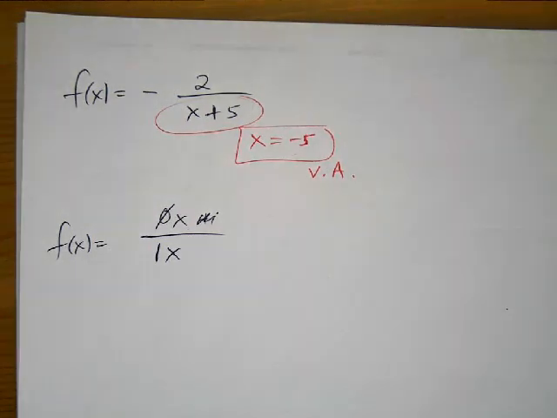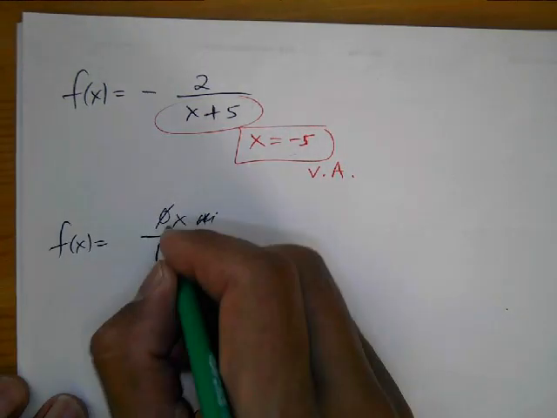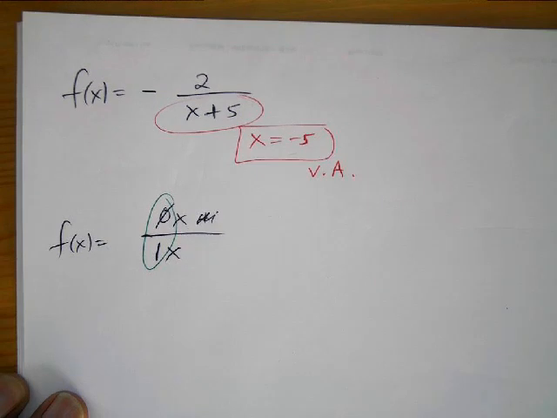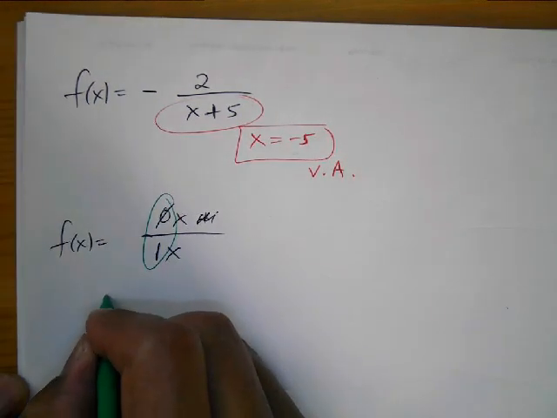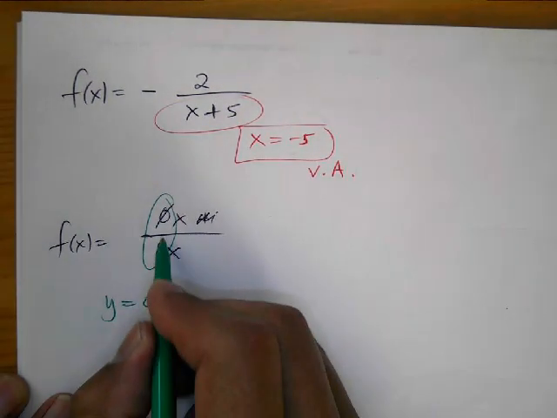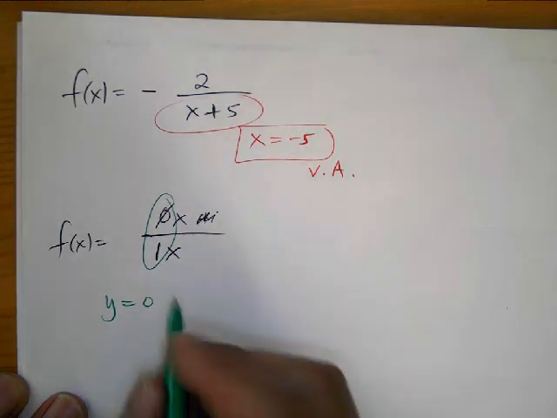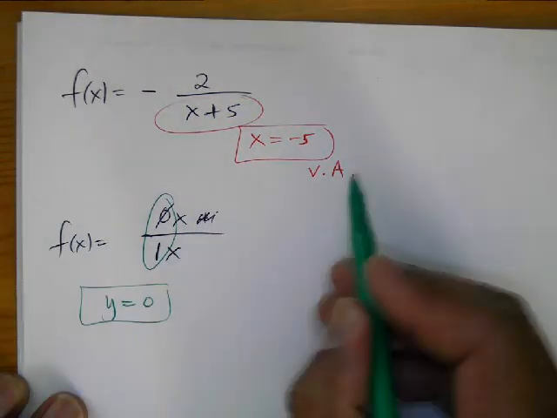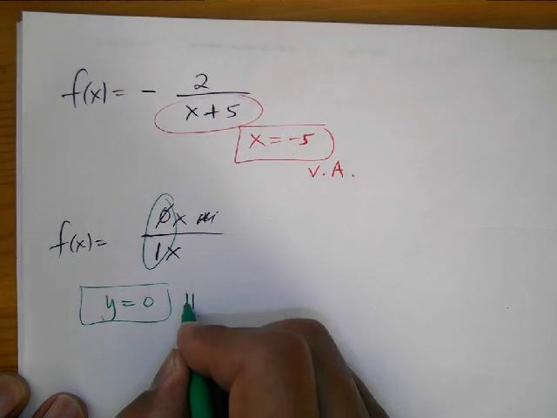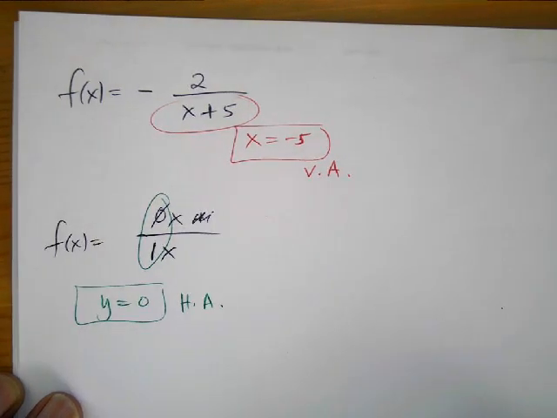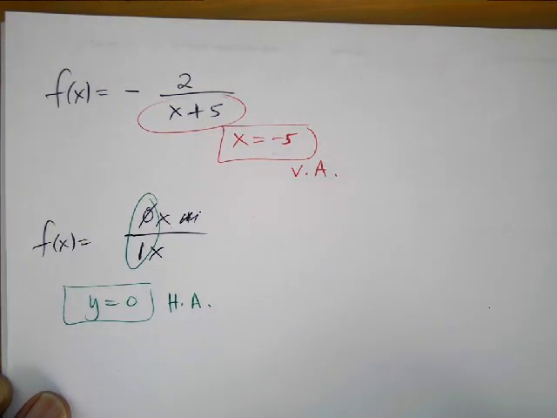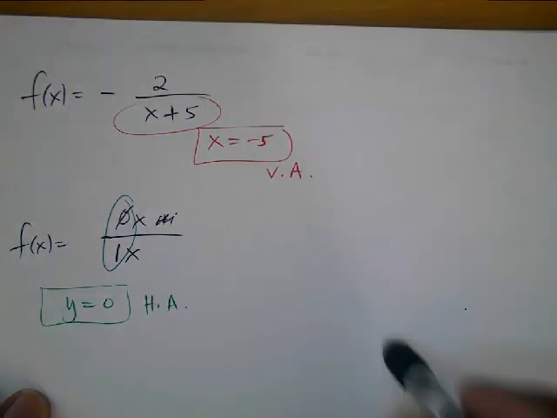When you don't see an x over here, the answer is going to be 0. It's going to be the 0 for the horizontal asymptote. You just look at those. You get 0 over 1. So that is what? Y is equal to 0. 0 over 1 is 0. That's our vertical asymptote, that's our horizontal asymptote.